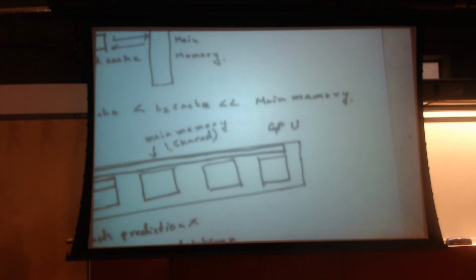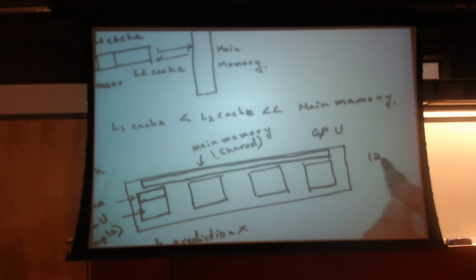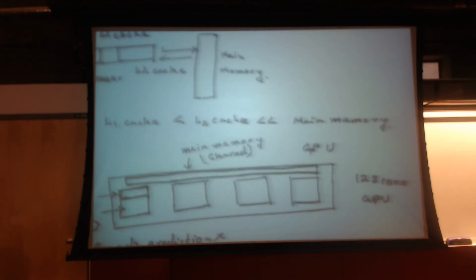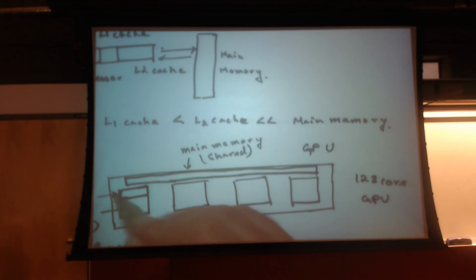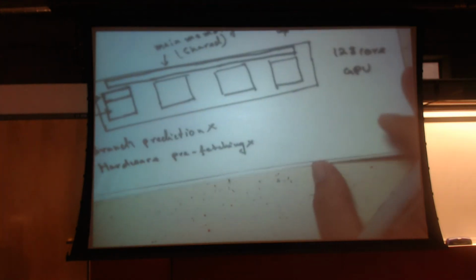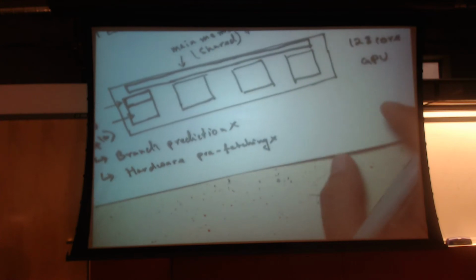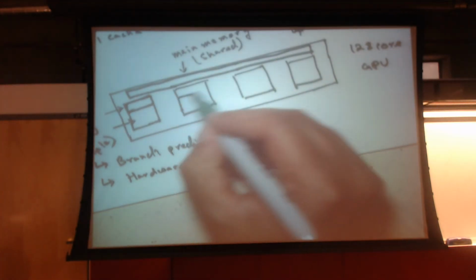Now you have many of these, right? Typically, you have a 128 core GPU, which means you have 128 of these. Now the cache memory inside each core is very small, right? It can range from anything starting from 4 KB to maybe 128 KB. So typically a very small amount of memory.